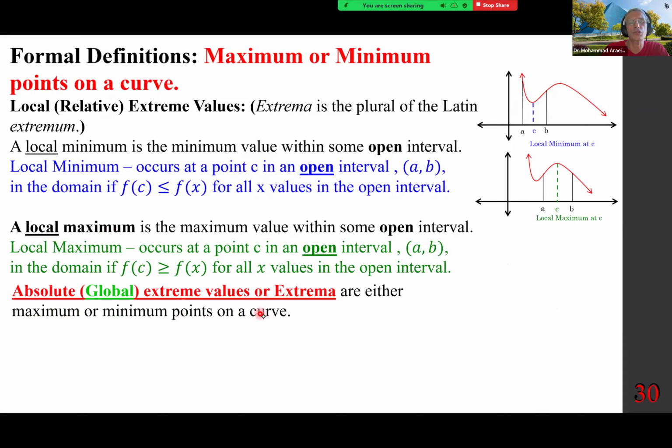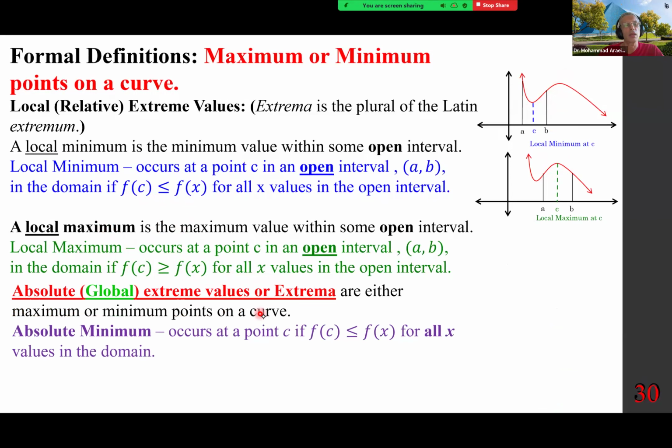Absolute or global extreme values are the maximum or minimum points on a curve. An absolute minimum occurs at a point c if f of c is less than or equal to f of x for all, and that's the key, for all x values in the domain. So when we look at this graph, local min, local max, local min. This local min is also the absolute min. Why? No other point has a smaller y coordinate.